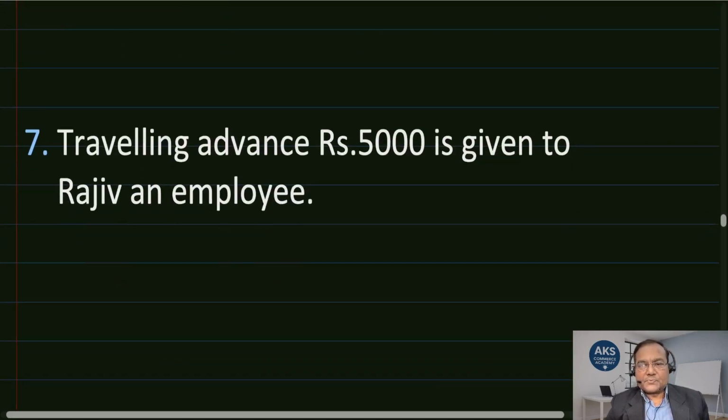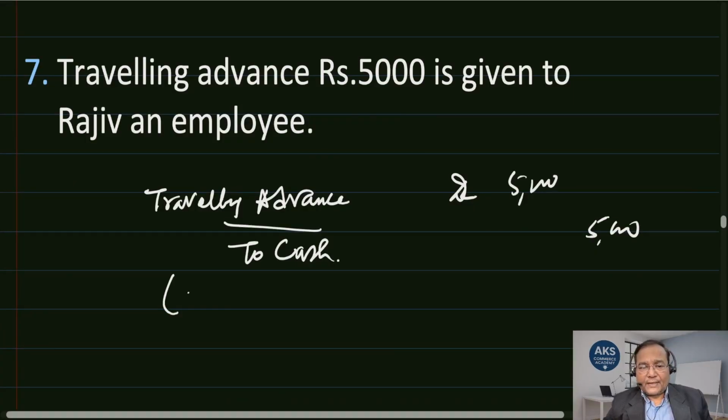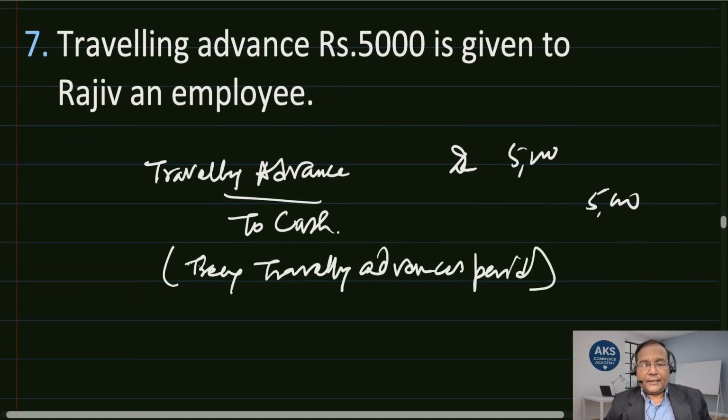Traveling expenses 5,000 is given to Raju, an employee. So traveling advance is given. The entry we are passing is traveling advance, which is given. So traveling advance debit to cash. We are paying to Raju as an employee. So this much of advance that we have paid. So there will be 5,000 rupees of debit and 5,000 rupees of credit. So traveling expenses advances paid. So being traveling advance paid. All right. Then the next one.